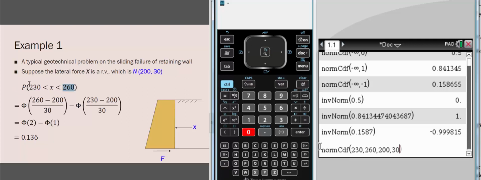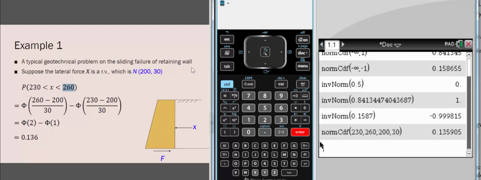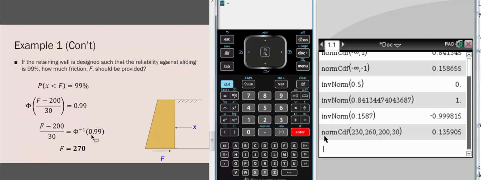Instead of having to standardize things and then look up things in a table twice and some algebra, we can save ourselves all that work by using the norm CDF command: lower bound, upper bound, mean, and standard deviation. I think this saves you a lot of time compared to the by hand approach. Now let's do an inverse problem.